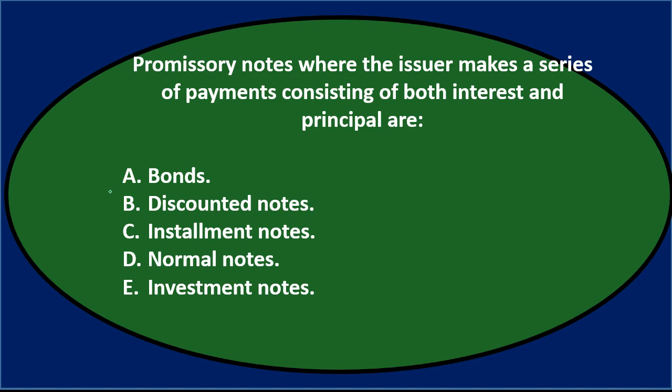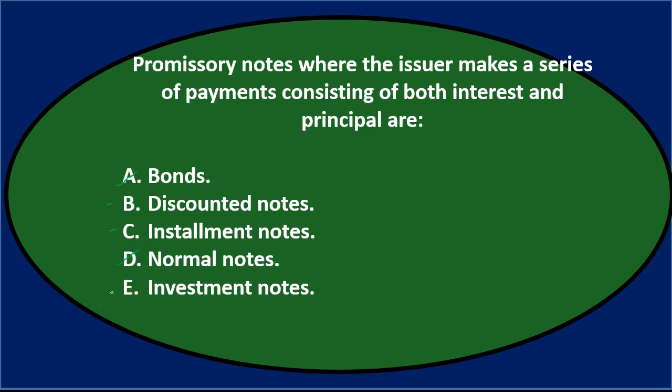Bonds. Now, notes and bonds are different. They sound very similar, but that's not going to be a bond. B says discounted note. That sounds kind of reasonable, so we'll keep that for now. C says installment note. That probably sounds like a term we've heard, so I'll keep that for now. D says normal notes. I don't think that's a thing. There might be such a thing as a normal note, but we don't usually call it that. That's not one of our terms, so I'm going to cross that out.